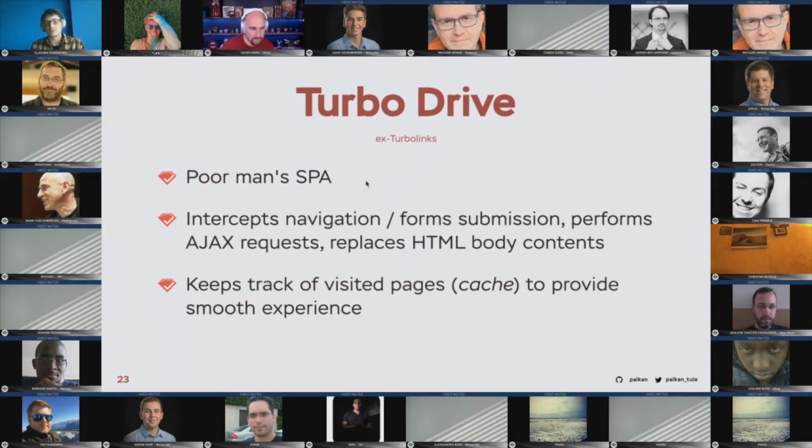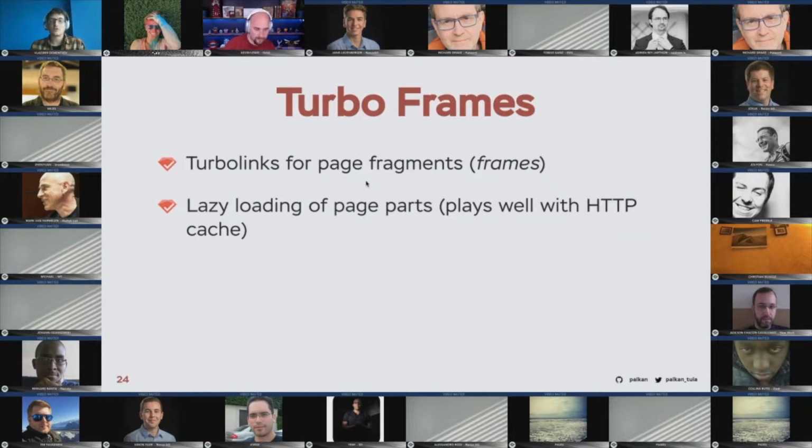So that's the easiest way to make your HTML application look like an SPA. Turbo Frame is a new concept of Hotwire. And we can say that it's just Turbolinks, but not for the whole page, but for a page fragment. So that brings composition to your page. You can load parts differently. You can handle user interactions independently, and so on. You can lazy load parts of the page, which gives an opportunity to leverage HTTP layer caching as much as possible.